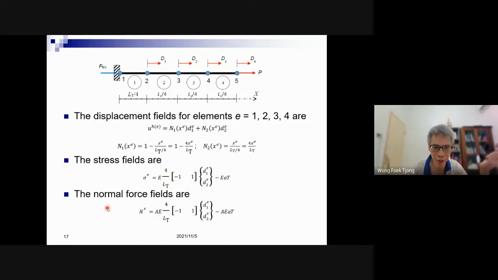So this is the answer. We can compute the displacement, stress, and normal force at any point within the element using the standard finite element procedure. So this is called the standard finite element procedure. Why do I call it standard? Because later we can modify it. Okay. Later, but up to this point, if you have any questions from the simple example. This is very simple, right? A simple problem. The simplest one.